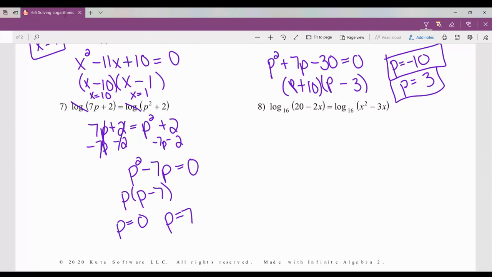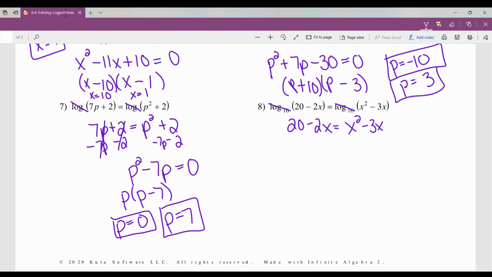Let's see if it works. Plugging in 0, that's going to be 7 times 0 is 0 plus 2, that's a positive number, so 0 works. 7 times 7, that's 49 plus 2, that's going to be a positive number. Those are my 2 answers. All right, for 8, same idea. We've got log base 16 on both sides, so we can cancel out one log base 16 on both sides. So we get 20 minus 2x equals x squared minus 3x.